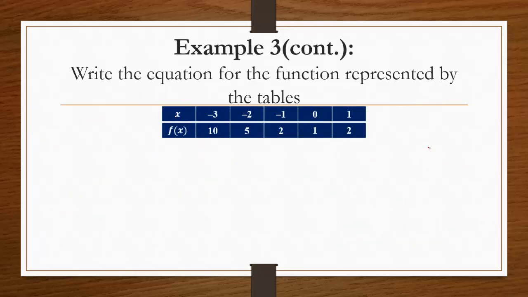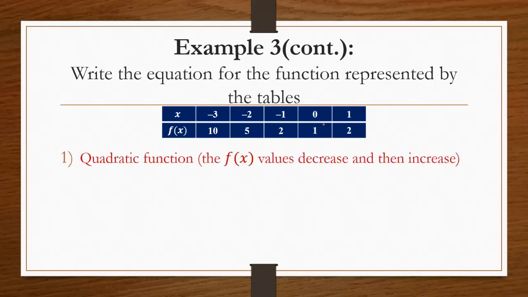And last part, write an equation for the function represented by the table. So we've done exponential, we've done linear. Now this must be quadratic. Let's make sure. Well, our y or f of x values, we're going down because 10, 5, 2, we're counting down, right? 1, 2. Oh, now we're starting to go back up. So it has to be quadratic. The other thing is we see two of the same y. So that's another clue, because the f of x values decrease and then increase.